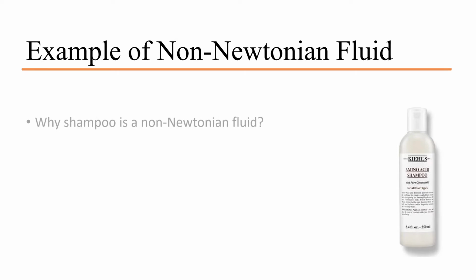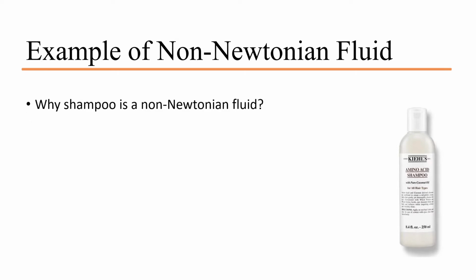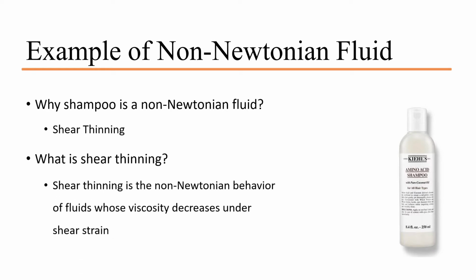Hello everyone, I'm Hao-Wing. The example of non-Newtonian fluid we are going to use today is shampoo. So, why is shampoo a non-Newtonian fluid? It fulfills the criteria of shear thinning. What is shear thinning? Shear thinning is the non-Newtonian behavior of fluid whose viscosity decreases under shear strain. Here is a shear rate versus viscosity graph of shear thinning.